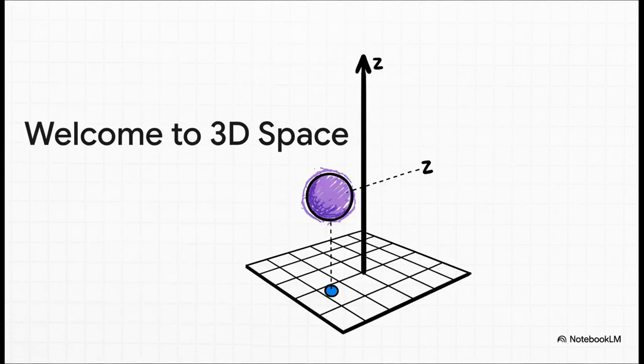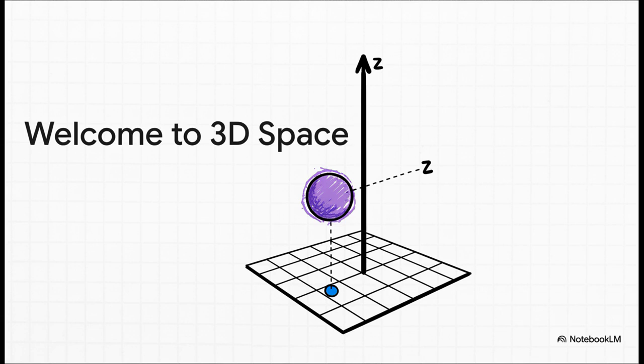We do it by literally adding a third dimension. So imagine the x and y axes laying flat on a table, creating a grid, just like a map. Now, picture the z-axis shooting straight up from the middle of that table. That z-axis is our height. Now, every single point in this space needs three numbers to be located.